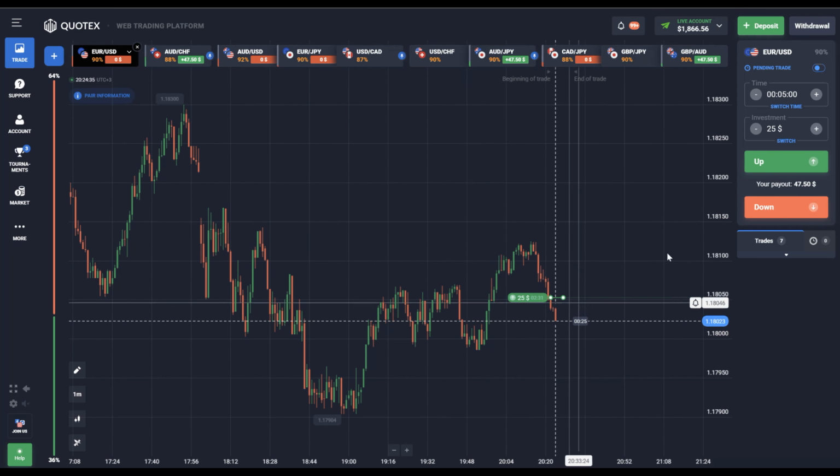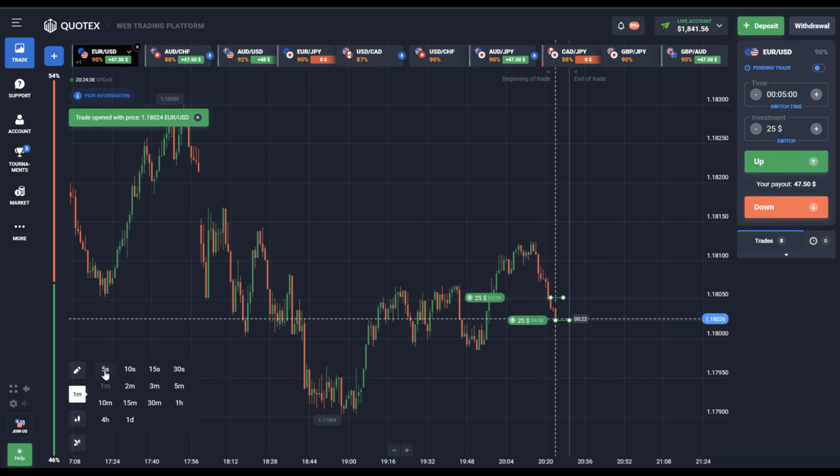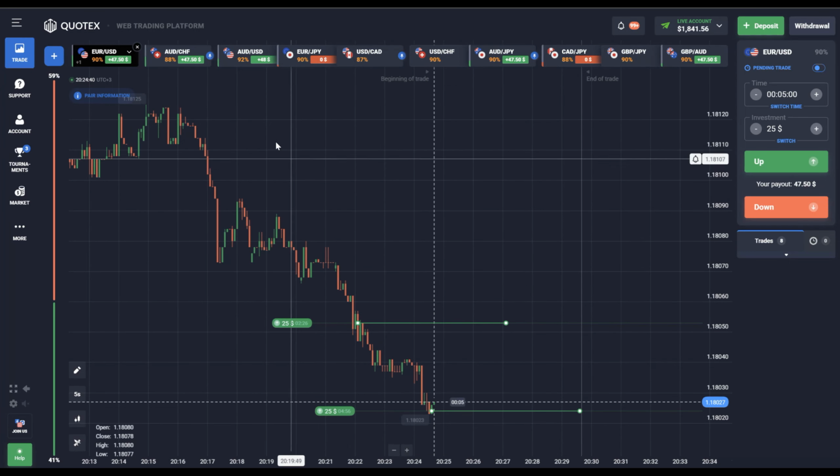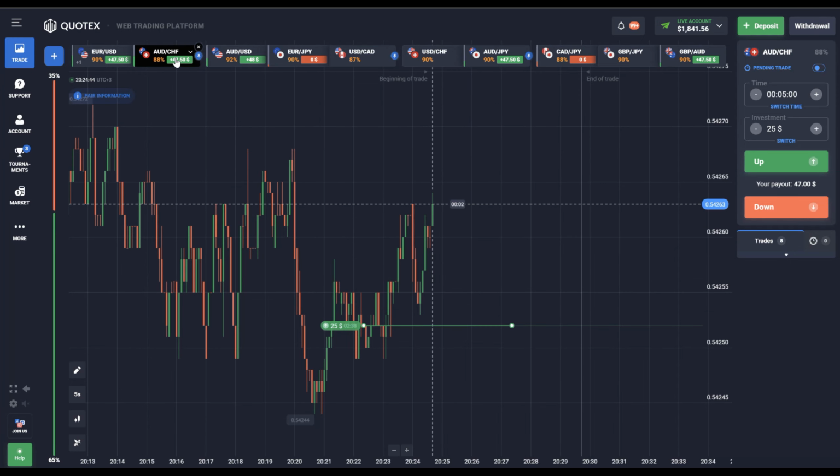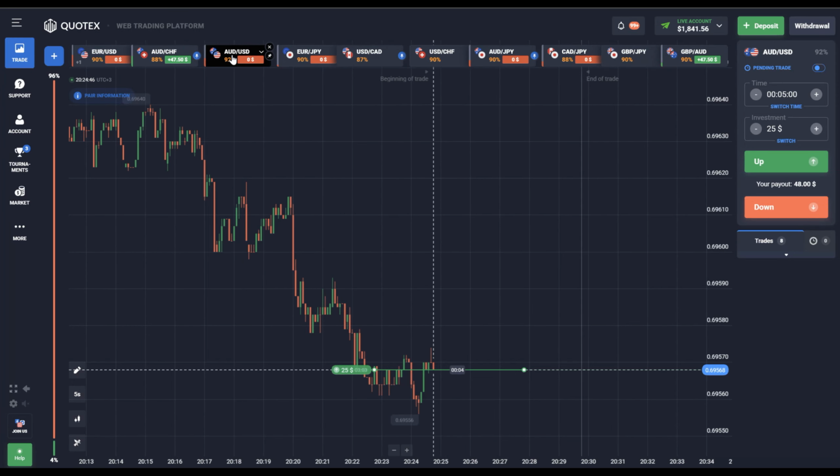Euro dollar, yes, the price is falling here. Let's try to duplicate. I hope the price will reverse now. There was a really good drop here. Australian dollar, Swiss franc, the price is in the positive for now. Aussie dollar, the price is hovering around the entry point.